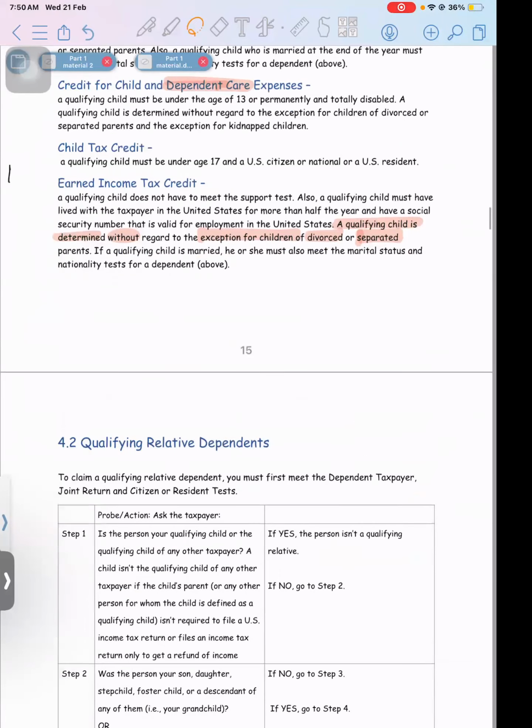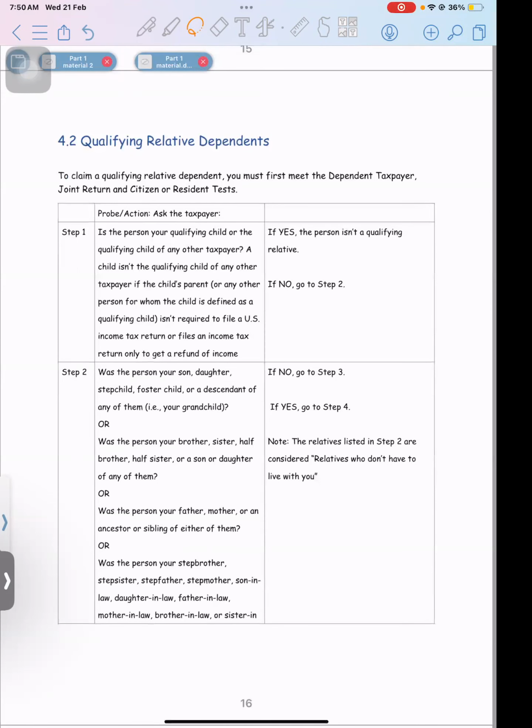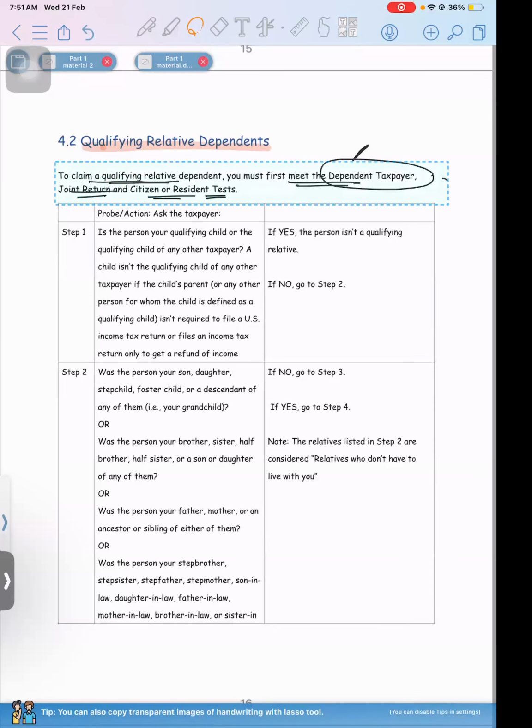All right, let's start with the qualifying relative as a dependent. If you're going to claim a qualifying relative, what are the conditions? Actually, there are so many conditions in this topic, so what we have done is categorize them in a stepwise manner. To claim a qualifying relative, you must first meet the dependent taxpayer, joint return, and citizen or resident test. Dependent taxpayer test means what? You should not be a dependent on someone else's return. Second, you should not file a joint return with someone else.